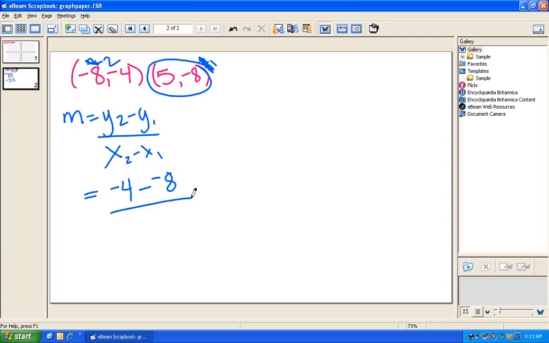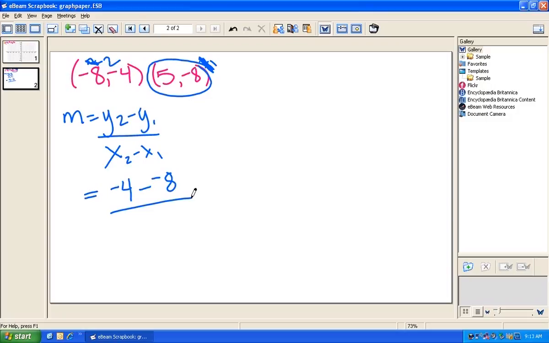Brianna? Is negative 8 really y1? Yeah, that's what I chose. I chose this as point 1, and I chose this as point 2. Does it matter which one I choose as point 1? No, not as long as I use them consistently. But I circled it and I said, this is the one I'm going to use as point 1 so that we could all be on the same page.